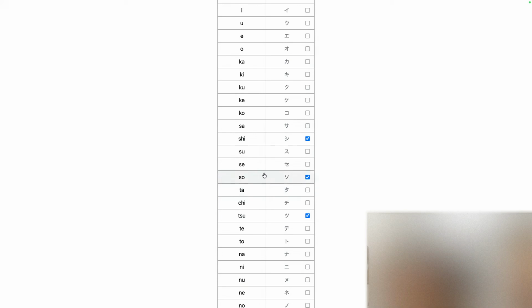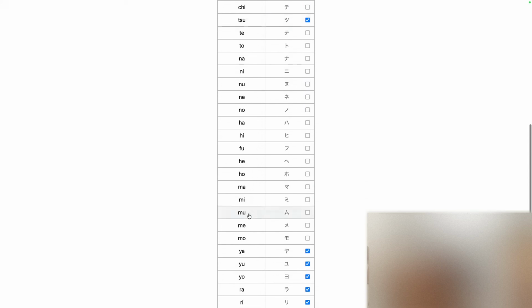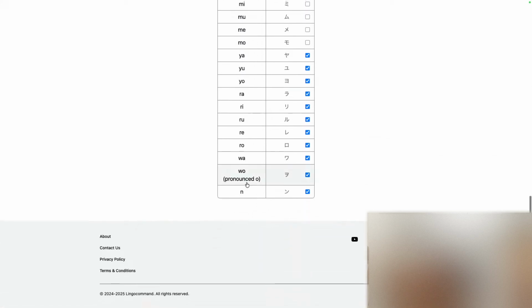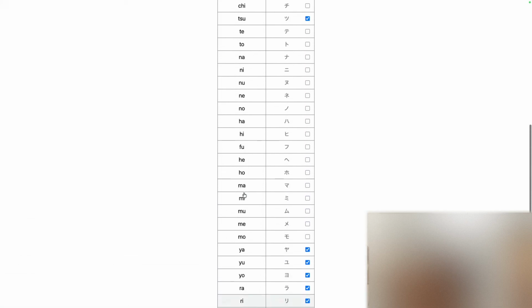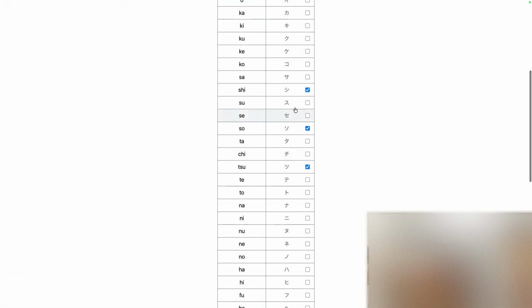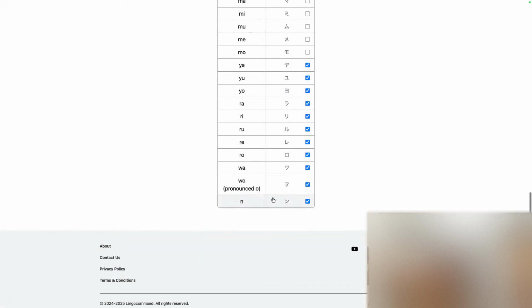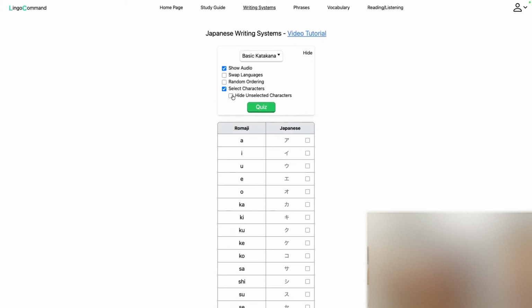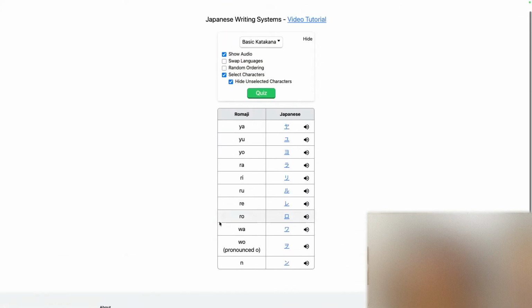Okay, so basically there are 4 characters that look vaguely similar. You have shi, you have so, tsu, and then also n. So that's 4 similar looking characters. That's going to be a rough time trying to separate those 4. In any case, let's hide the unselected characters. Try and get these ones. So I'm just gonna wing it.